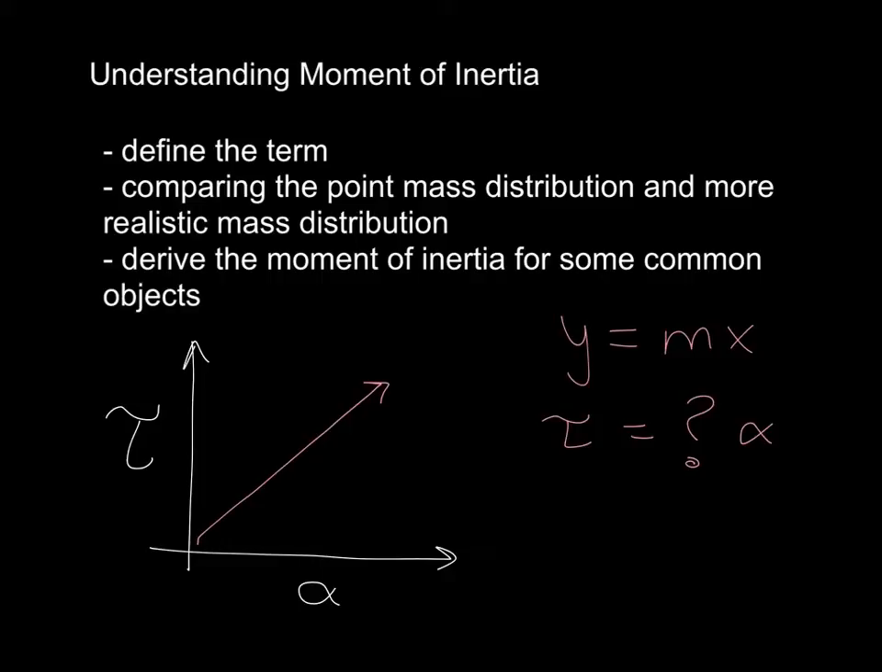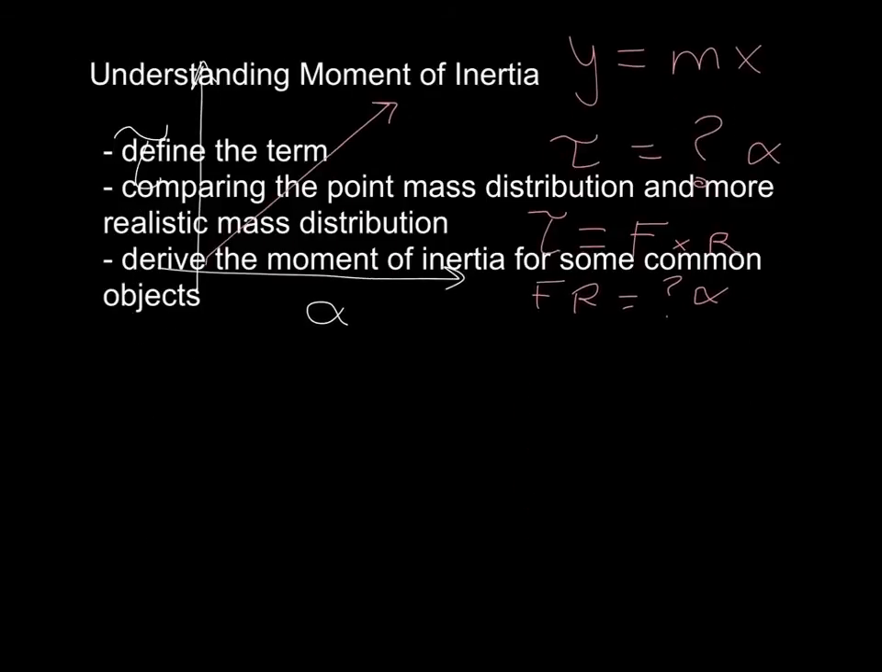And so what we did was we went through a little theoretical description. We said, well, we already know from an alternate experiment that torque is F cross R. And if that's true, then we can write it as F cross R equals this something times alpha.